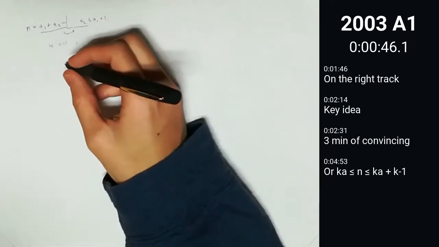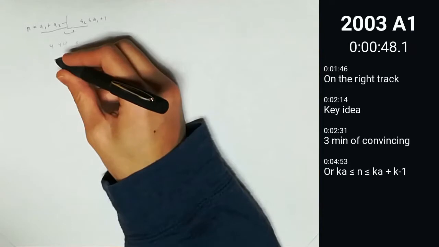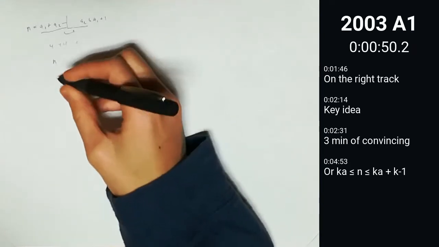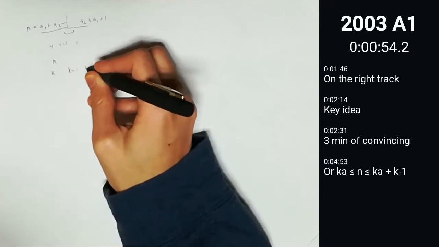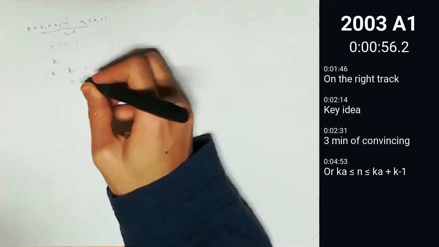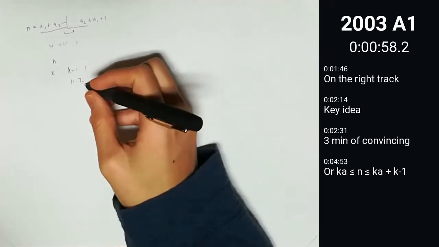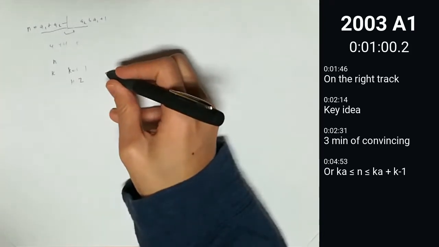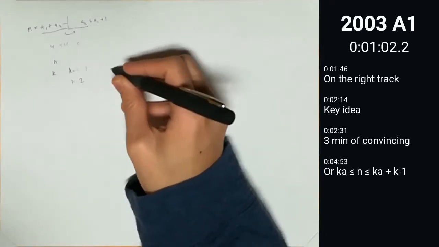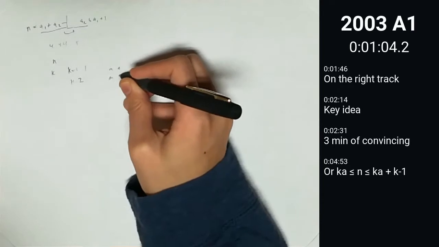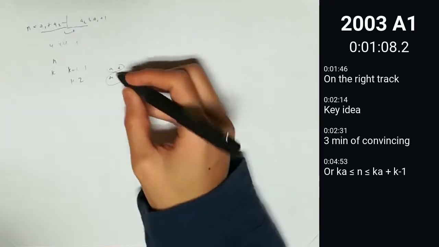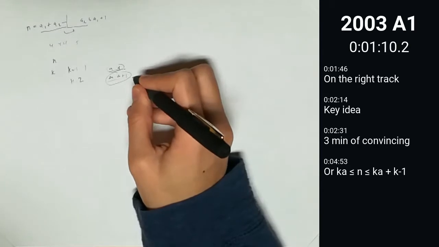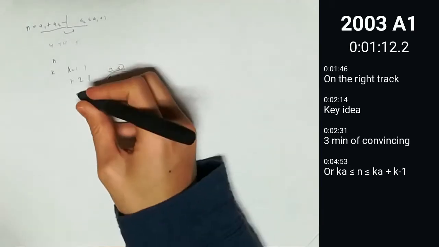So I'm going to fix n and then see how many there are for each k. For k equals 1, we always have 1. For k equals 2, essentially they're equal or they differ by 1, and this is just solely dependent on whether n is even or odd. So there's 1. Okay, so k equals 3.